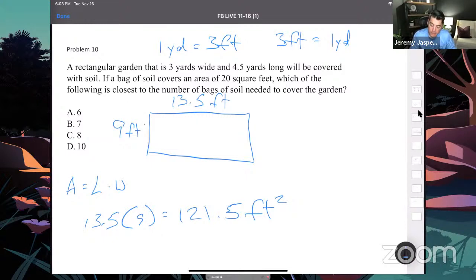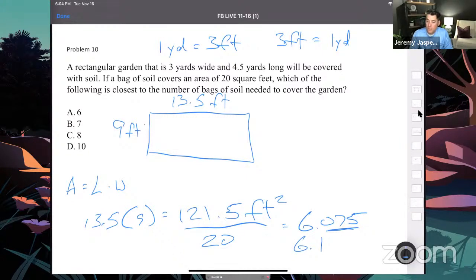So how many of these bags? Each bag is worth 20, right? So I divide by 20, and that's going to give me how many bags I'll need. When I do 121.5 divided by 20, we get 6.075. Now I manipulated these numbers on purpose because I wanted to see what people would answer. When you see this number here, 6.075, this is a minuscule amount, a small amount, because it's 6.0, or if I were to round it, 6.1.